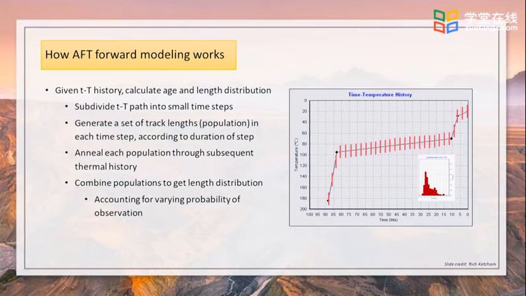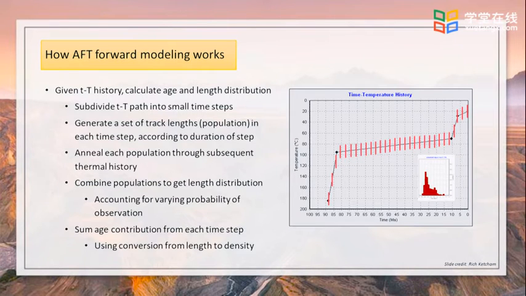Anneal each population through the subsequent thermal history. Combine the populations to get the length distribution, accounting for varying probability of observation. And finally, the program will sum the age contribution for each time step, using conversion from length to density.